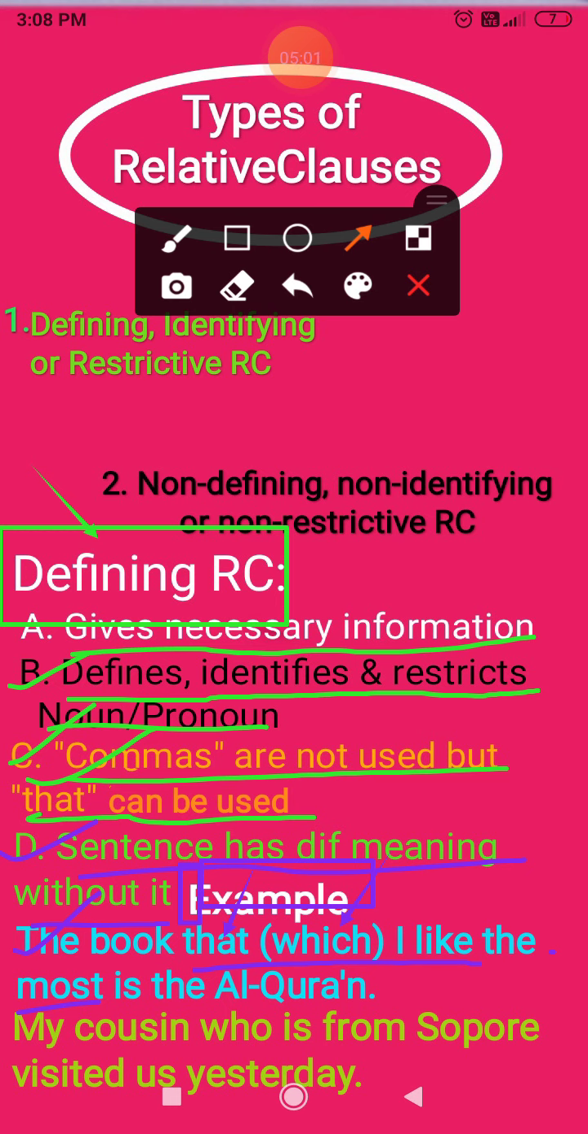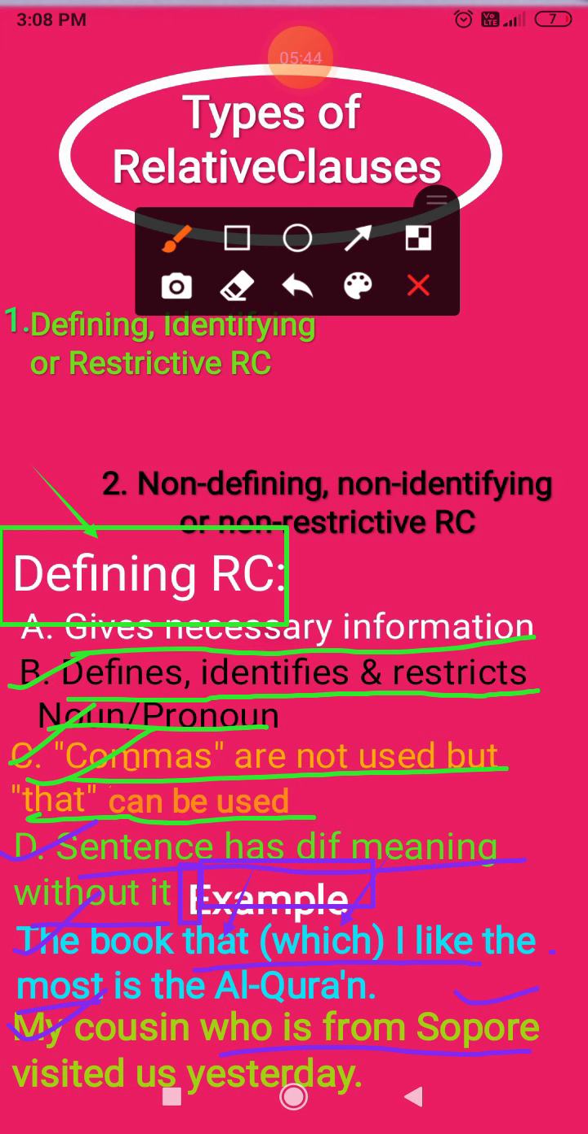The second example, my cousin who is from Sopur. Again यहाँ पे जो who है, instead of who you can also use that, क्योंकि ये defining relative clause है. तो who is from Sopur, it is the defining relative clause. It tells us which cousin. So it defines or it identifies इस noun को, यानी कि cousin को ये restrict करती है. It tells us which cousin we are talking about. What we mean here, हम उस cousin के बारे में बात कर रहे हैं who is from, जो सोपुर से है.